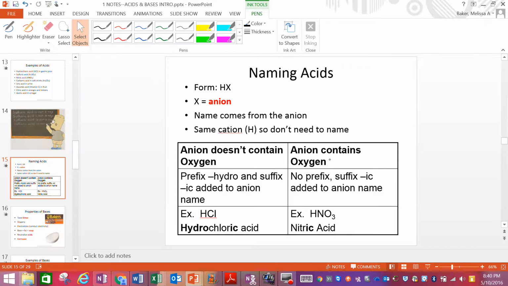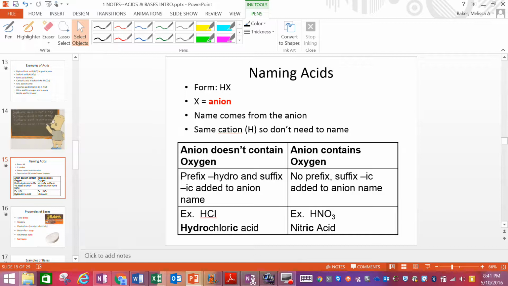Just as an aside, this is more of an AP Chem thing, but if you're wondering where the names for acids come from, there's special rules. Acids usually have the format HX, and X is some sort of a negatively charged ion, an anion. The name for the acid actually comes from that anion. So if you've got an anion that doesn't contain oxygen, like HCl, you would name it hydro, whatever the ion is, ic acid. So this would be hydrochloric acid. If you had HBr, that's hydrobromic acid.